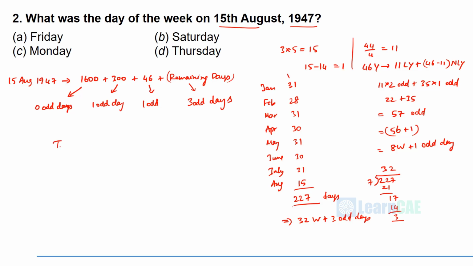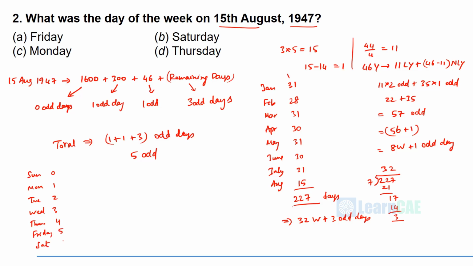So, in total, there are 1 plus 1 plus 3 odd days, which is equal to 5 odd days. We know that for Sunday it is 0, Monday 1, Tuesday 2, Wednesday 3, Thursday it is 4, Friday it is 5, and Saturday it is 6. This corresponds to the odd days. So in our case, the number of odd days is 5, which corresponds to Friday. Therefore, the answer is Friday. Option A, Friday. Okay, you can go through the steps once again and try to understand it better.